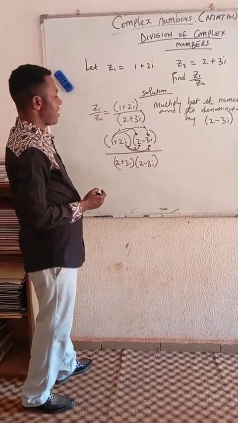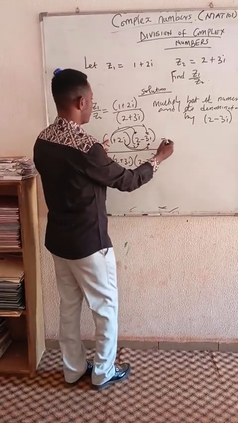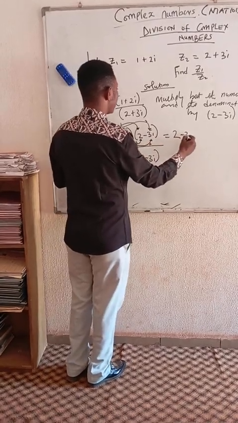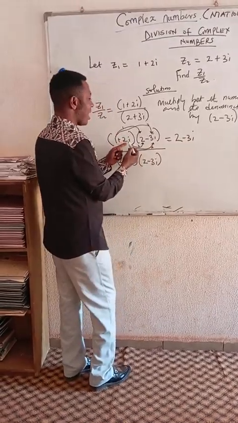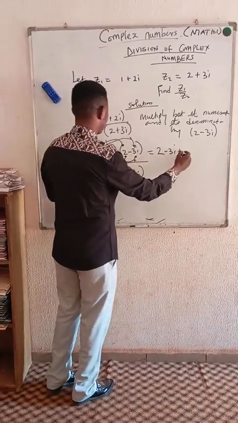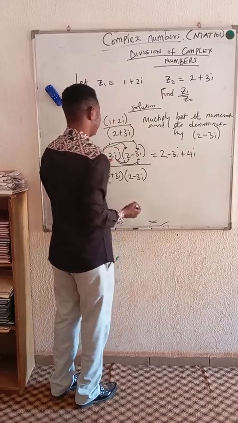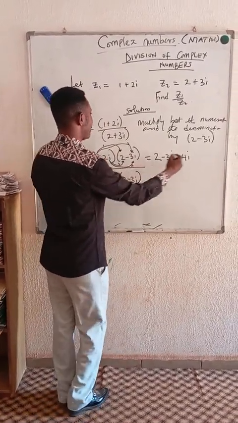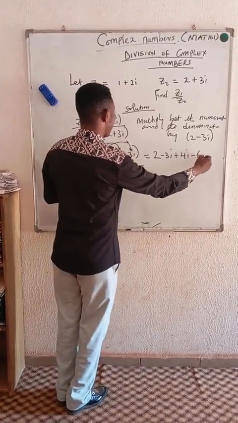Minus 3i. Now, 1 times 2, we have 2. 1 times minus 3i, you have minus 3i. Now, 2i times 2, you have plus 4i. Alright? Then 2i times minus 3i, you have minus 6i squared.